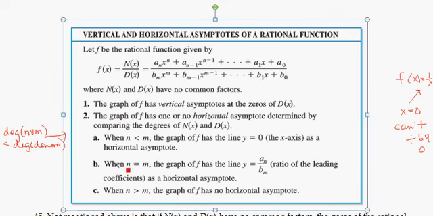If the degrees are equal, then the graph will have a horizontal asymptote at the leading coefficient of the numerator divided by the leading coefficient of the denominator. So y equals that ratio. And if the degree of the numerator is larger than the degree of the denominator, then the graph has no horizontal asymptote. We're going to have to talk more about that.